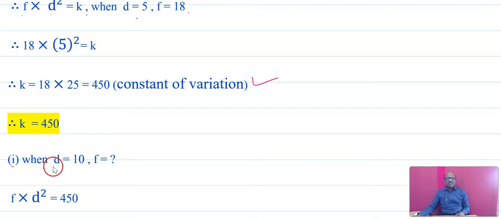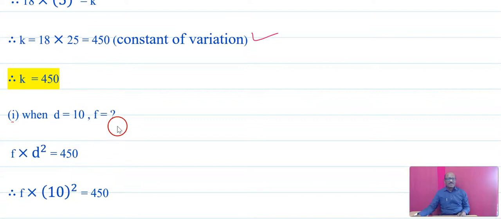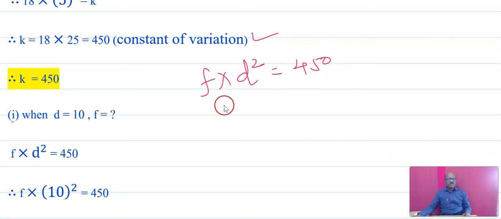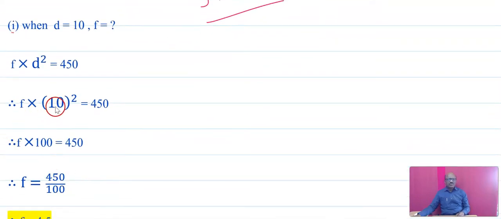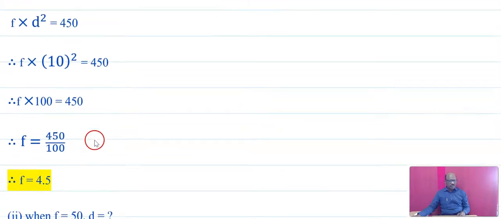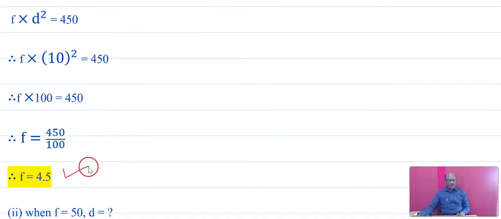Now find out f when d is equal to 10. What is the equation of the variation? It is f into d square is equal to 450. Now substitute the value of d as 10: f into 10 square is equal to 450, f into 100 is equal to 450, and therefore f is equal to 4.5.